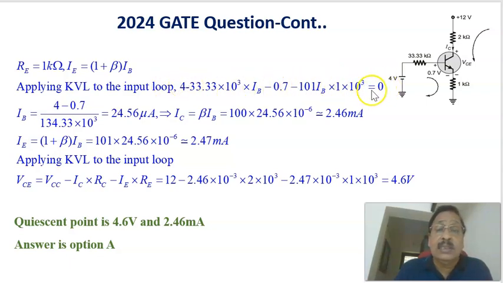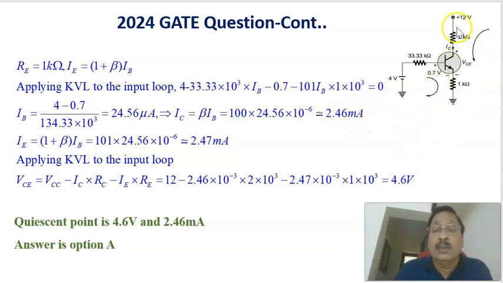Therefore, in this equation the unknown is the base current. You can solve this equation to get the base current. The base current equals 4 minus 0.7 divided by 134.33 into 10 raised to 3, or 24.56 microamperes. That is the base current. Now the collector current is given by beta times IB, which is 100 into 24.56 microamperes, or 2.46 milliamperes.